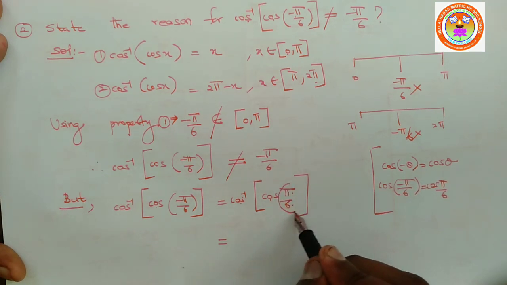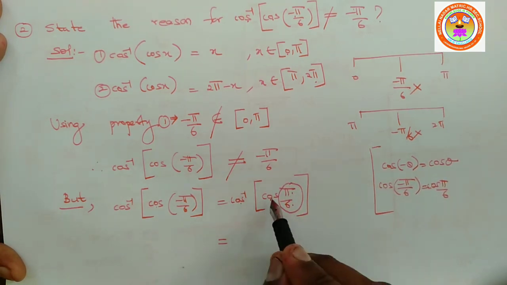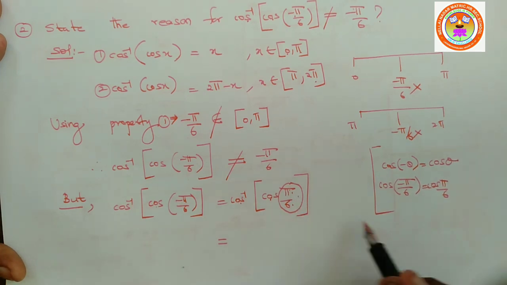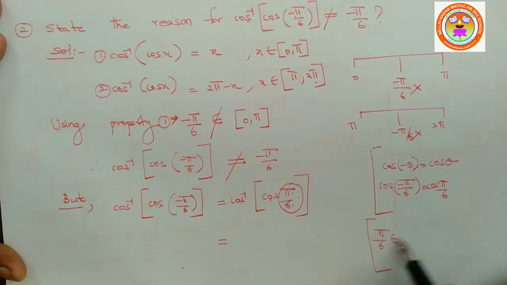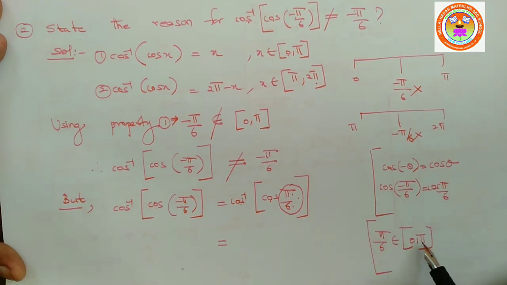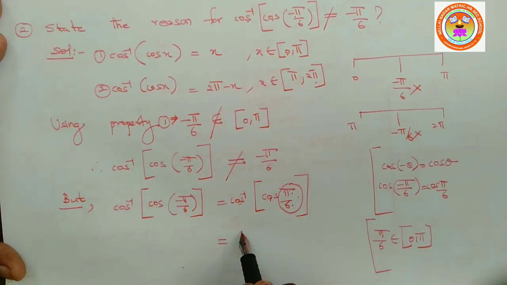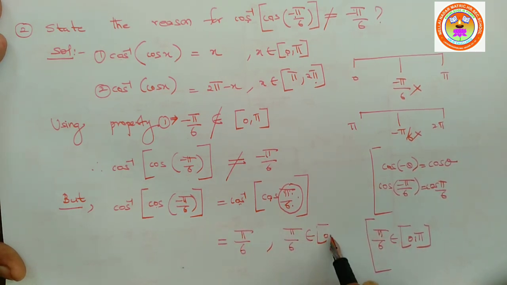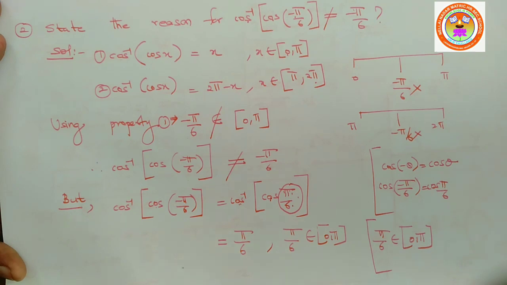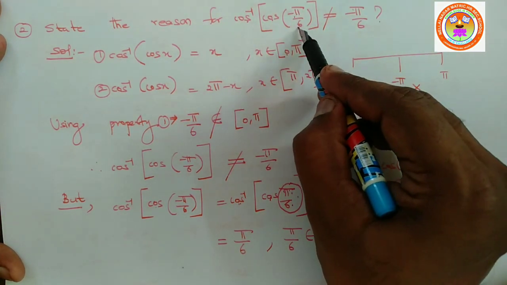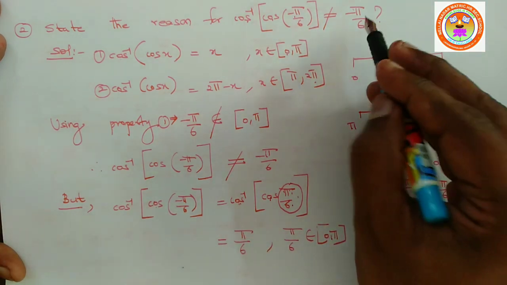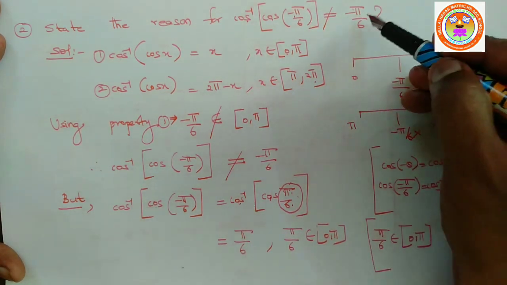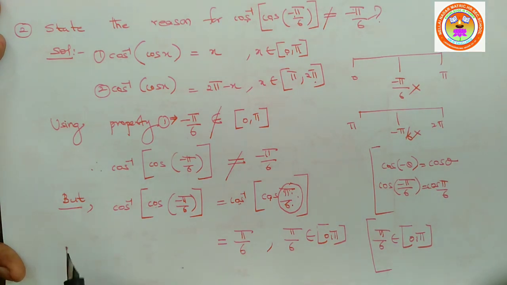Now this pi by 6, we can use property 1. Pi by 6 belongs to [0, pi]. So cos inverse of cos of pi by 6 we can write as pi by 6. Why? Because pi by 6 belongs to [0, pi]. So cos inverse of cos of minus pi by 6 will be equal to pi by 6 only, not minus pi by 6. So this answer is correct. Therefore the answer is pi by 6.